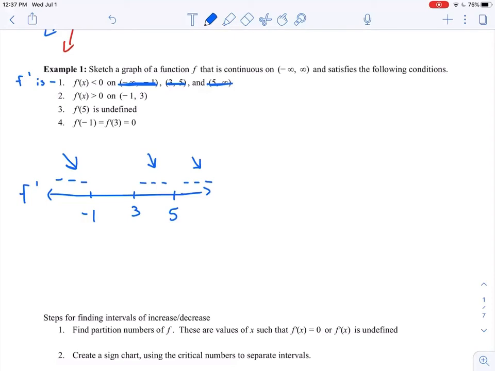Next, f prime of x is greater than 0 on -1 to 3. So when we're talking about the derivative being greater than 0, we're really saying f prime is positive for number 2. So between -1 and 3, that's this interval, the only interval that we have left. We know that our derivative is positive, and if our derivative is positive, our function is increasing. I think that's fairly intuitive once we kind of wrap our heads around that rule. So okay, we're done with that second condition.